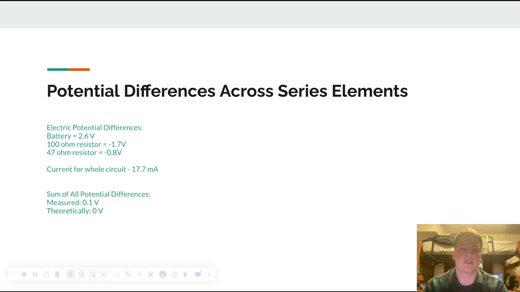So the electrical potential difference across different series elements. Here we have the battery. The potential difference between the two sides of the battery is 2.6 volts. The 100 ohm resistor was negative 1.7 volts. The 47 ohm resistor was negative 0.7 volts. And the current for the whole circuit was negative 17.7 milliamps.